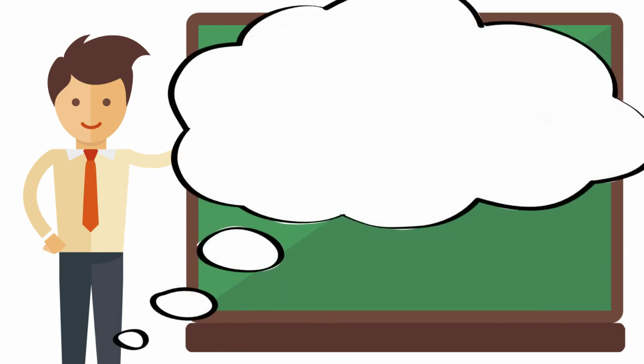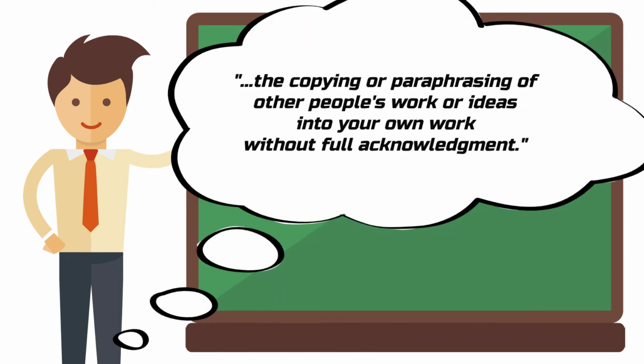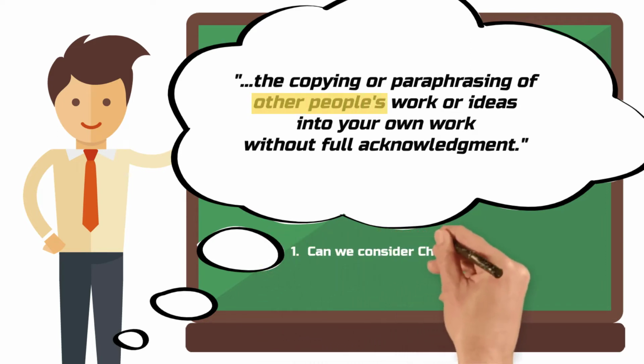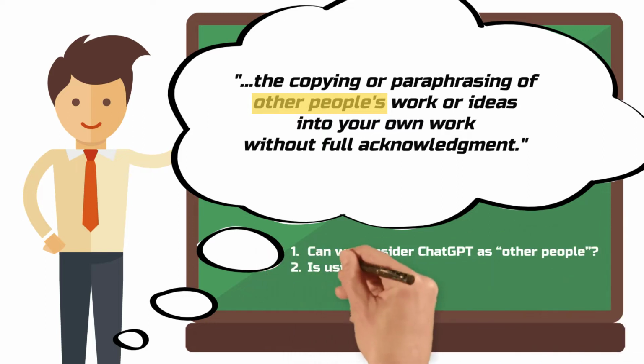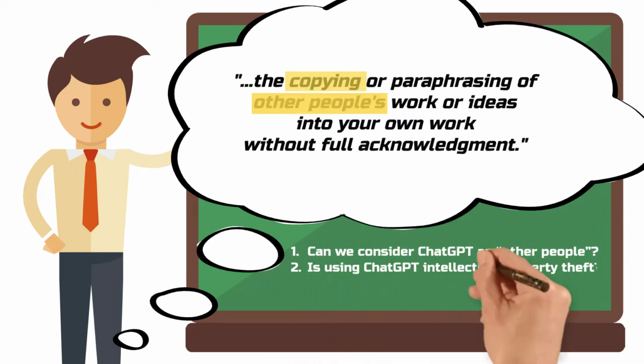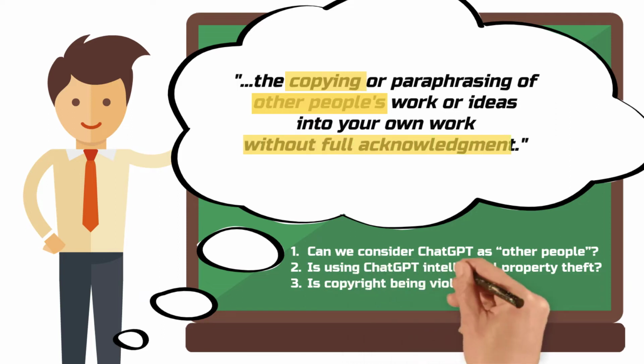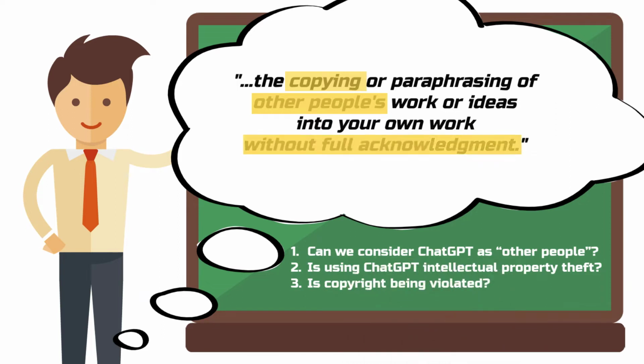Let us recall the definition of plagiarism. The following questions arise. Can we consider ChatGPT as other people? Is using ChatGPT intellectual property theft? And is copyright maybe being violated? You are welcome to disagree with me in the comments, but I think the answer to the first question is no. An artificial intelligence is not a person. This is precisely the decisive characteristic of an AI. That is why no plagiarism can take place here, as it used to be defined.